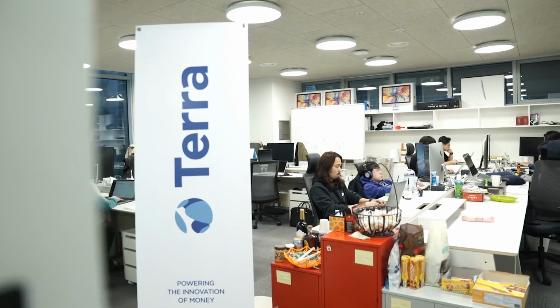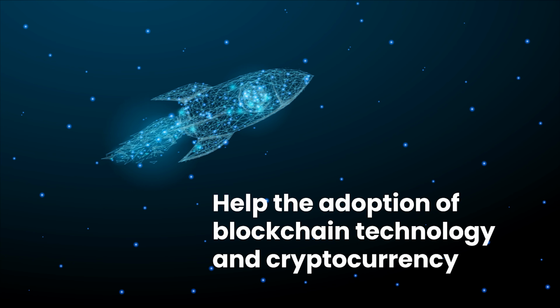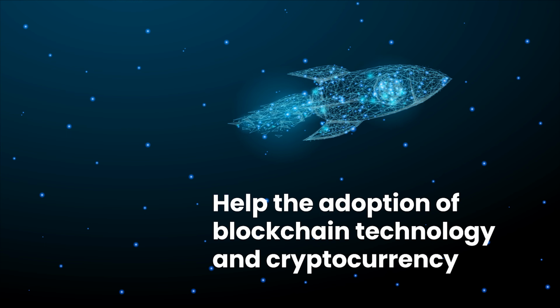Where did Terra come from? The project was created in January 2018 by Daniel Shin and Du Quan. They wanted to create a new type of smart money that could reflect the flexible nature of the digital economy. The main goal of the Terra project is to help the adoption of blockchain technology and cryptocurrency through a focus on price stability and usability.